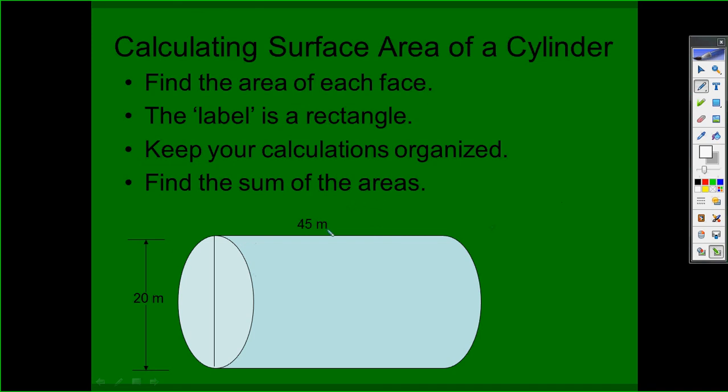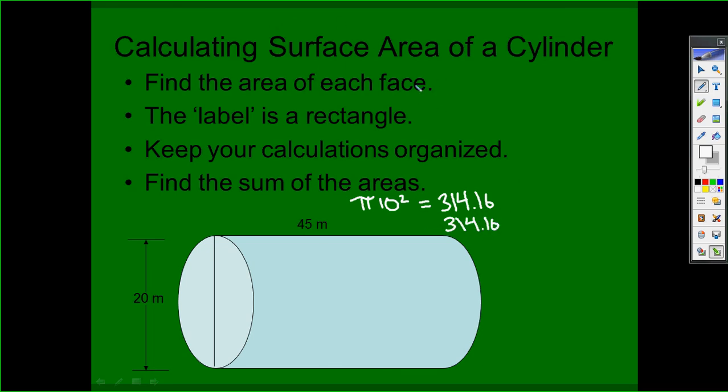In this case, my circle would be pi times my radius, which is 10, squared, and pi times 10 squared is 314.16. It's a rounded number. And I have two of those circles, one on each end.